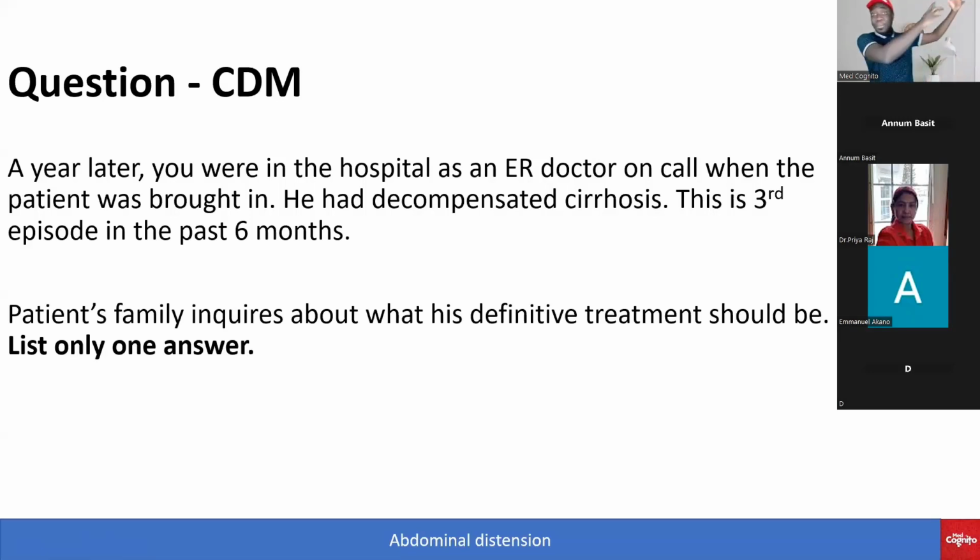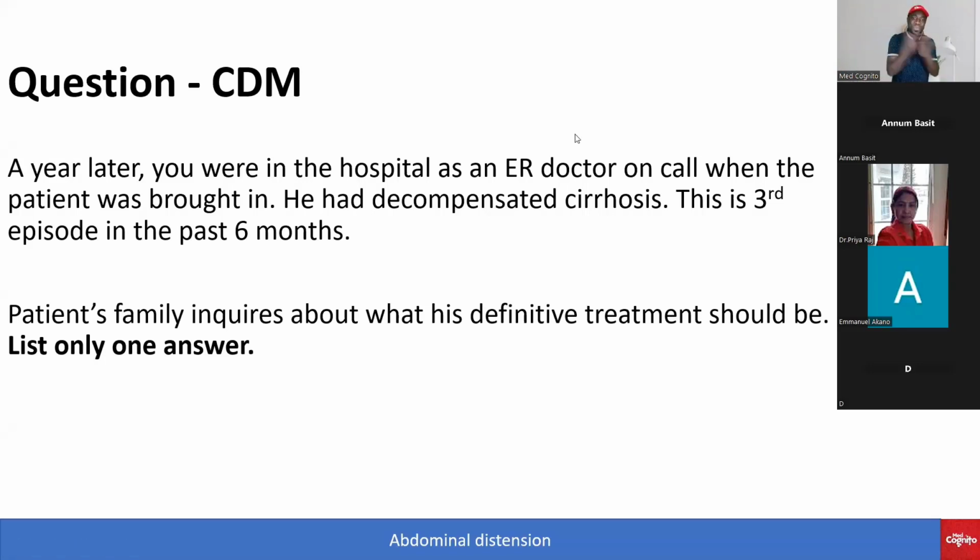patient was brought in. So the same patient we are talking about, he had decompensated cirrhosis. This is the 3rd episode in the last 6 months. Patient's family inquires about what his definitive treatment should be. What is the definitive treatment for somebody who develops recurrent decompensation? What's your answer? What's going to be your answer?